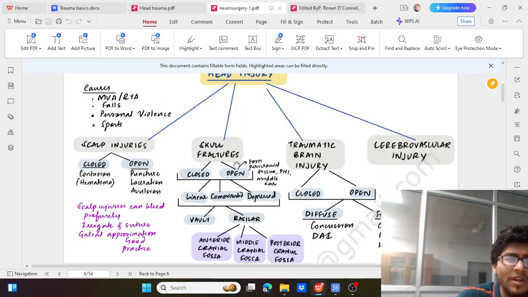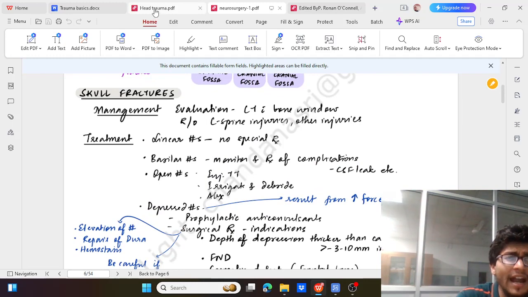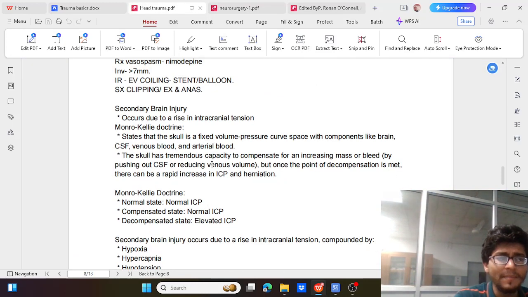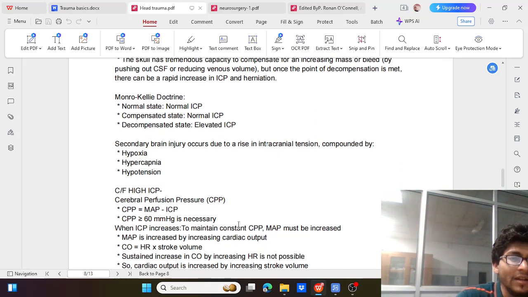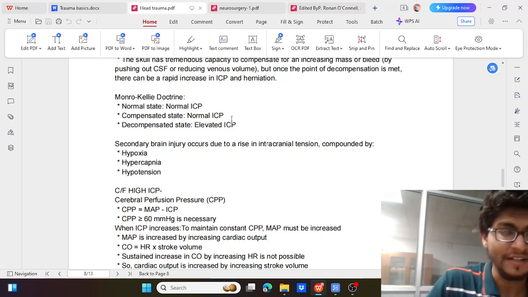So this was the Monro-Kelly doctrine, and after some limit the brain cannot compensate. At that stage there will be raised ICP, and it will show the signs and symptoms of raised ICP. We'll see that in detail. So in the normal state, the ICP will be normal. In the compensated state, the ICP again will be normal, and in the elevated state, it will cause raised ICP and cause herniation later on.